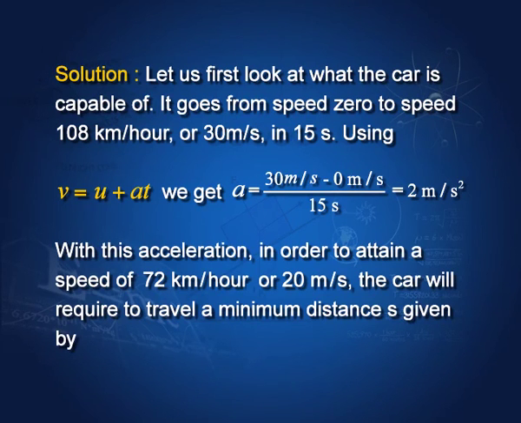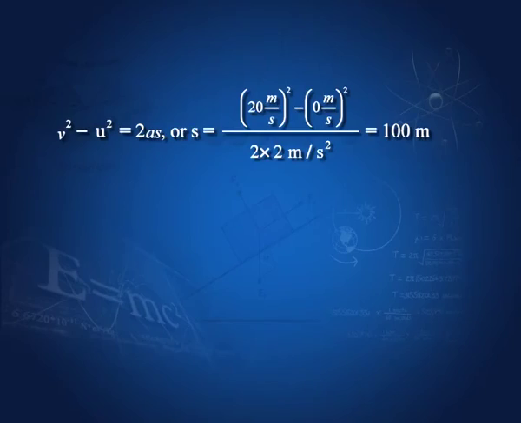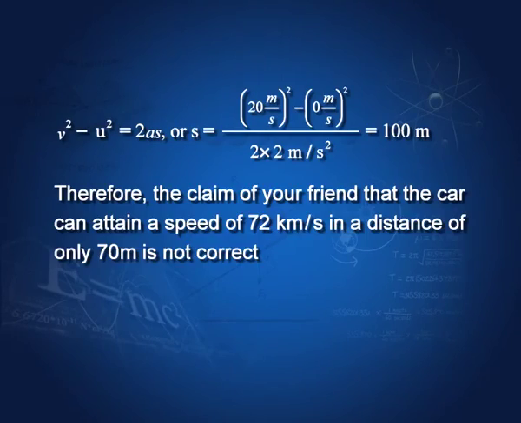With this acceleration, in order to attain a speed of 72 kilometers per hour or 20 meters per second, the car will require to travel a minimum distance s given by v squared minus u squared equals 2 a s. So, we substitute the values and we get s equal to 100 meters. So, that is the minimum distance that the car must travel to get to a speed of 72 kilometers per hour. Therefore, the claim of your friend that the car can attain a speed of 72 kilometers per hour in a distance of 70 meters is incorrect. He is boasting, he is telling lies.